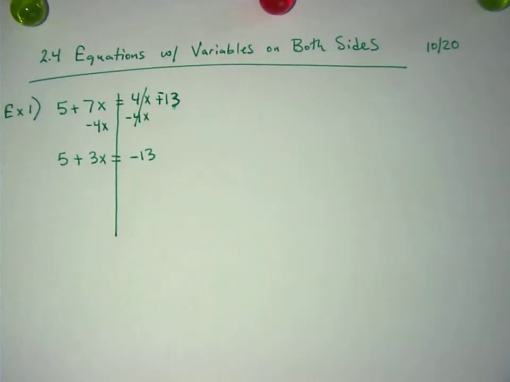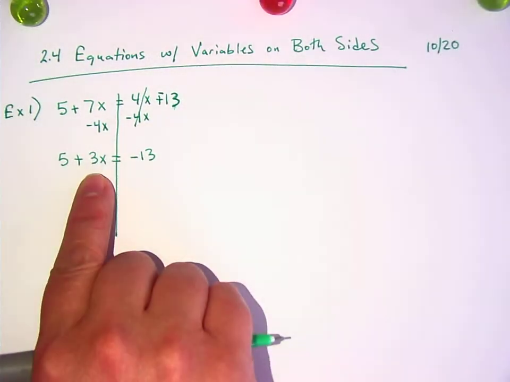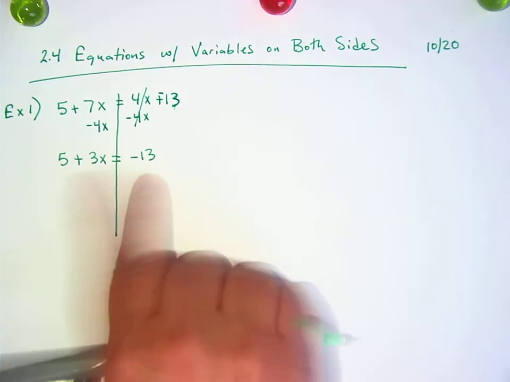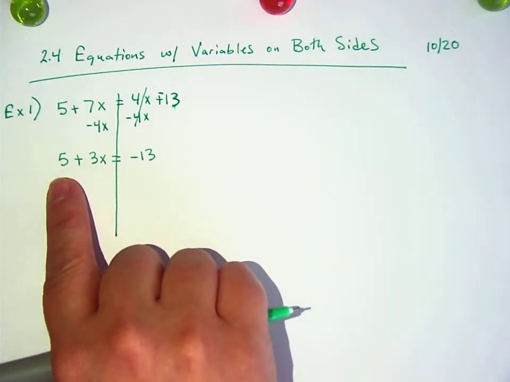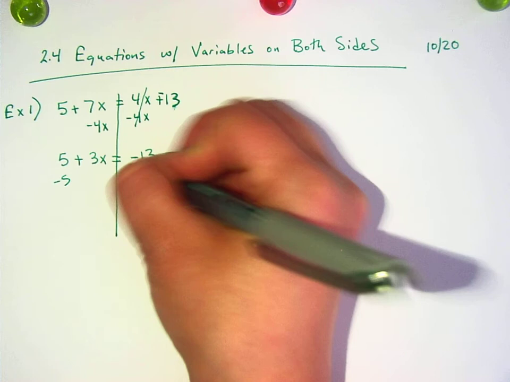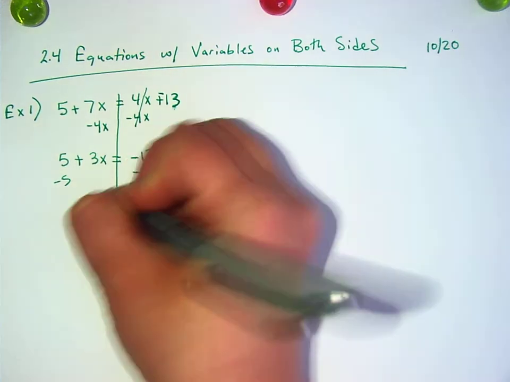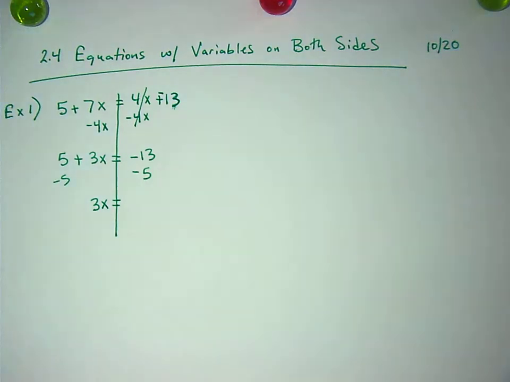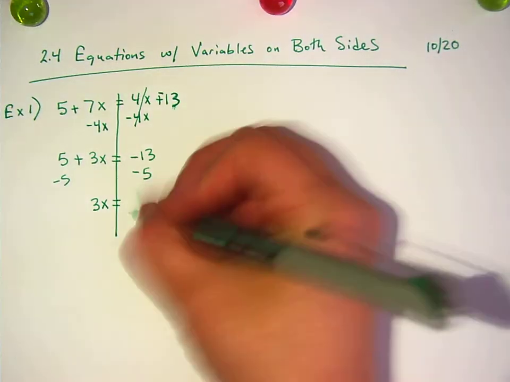All right, now, it looks like so far I've gotten my variables on the left, but now I've got to get this number on the right side. Okay? So how do I get rid of that plus 5? Minus 5. 3x equals, what's negative 13 and a negative 5? Negative 18.